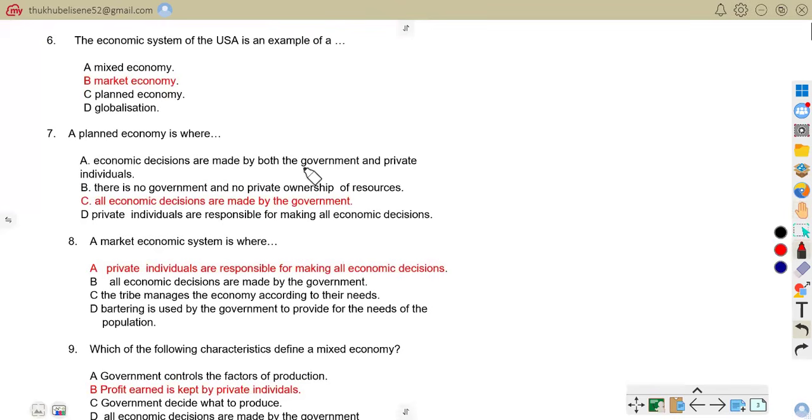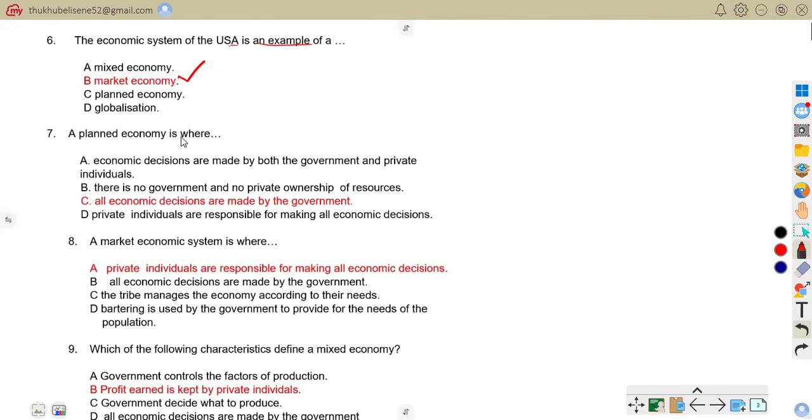Number six reads as follows. The economic system of the USA is an example of mixed economy, market economy, blend economy, or globalization. That is market economy. The United States of America mainly follows a market economy where private businesses make decisions. Profit motive is important and government involvement is limited. That is why we are saying the economic system of the USA is a market economy. Let us move on to number seven.